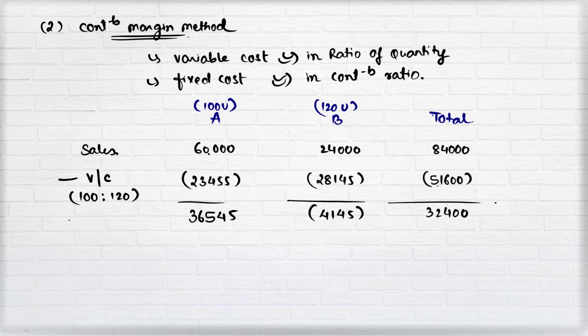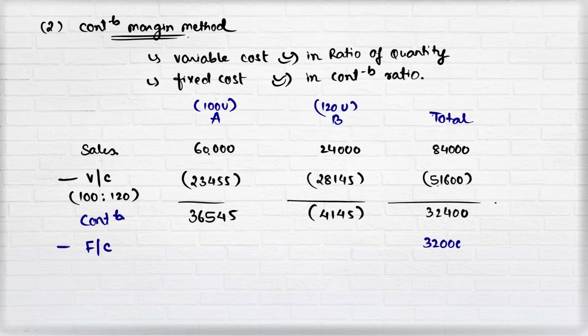And all of you are having this idea. Sales minus variable cost is what? Contribution minus fixed cost. What is my fixed cost? 32,000. Total profit will be 400. Please concentrate. Fixed cost will be distributed in the ratio of 36,545 is to negative 4145.